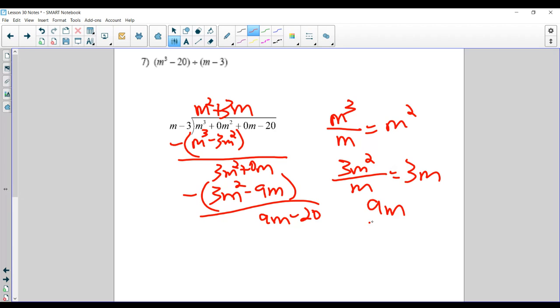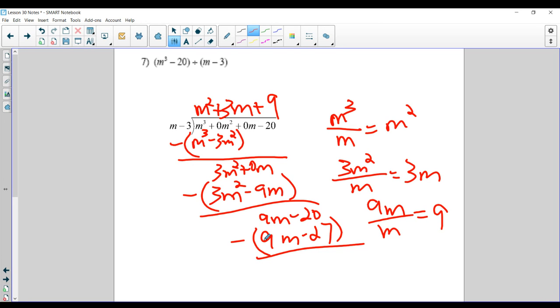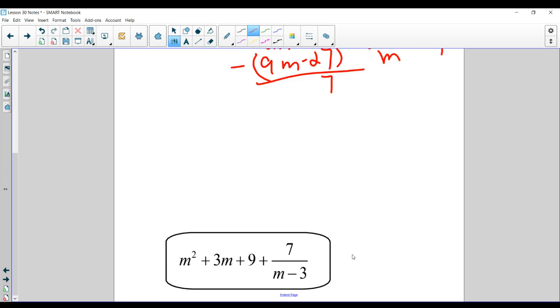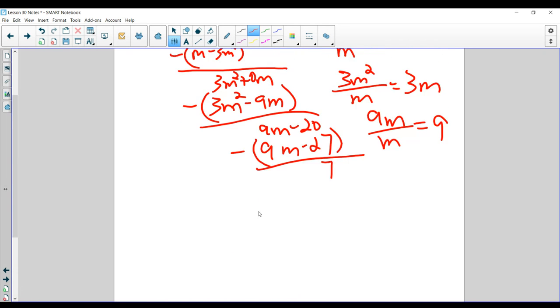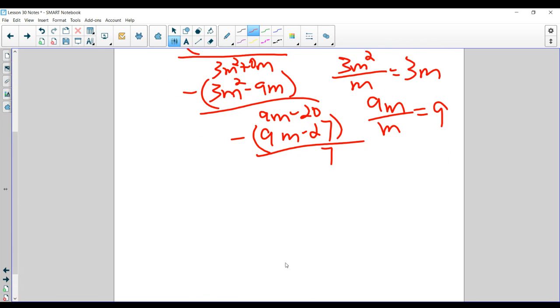First term divided by first term. So that'd be plus 9. 9 times m is 9m. 9 times negative 3 is negative 27. Subtract. 9 minus 9 is 0. Negative 20 minus negative 27 would be positive 7. So I'm going to have a remainder of 7. So my answer would be m squared plus 3m plus 9 plus the 7 over the m minus 3.